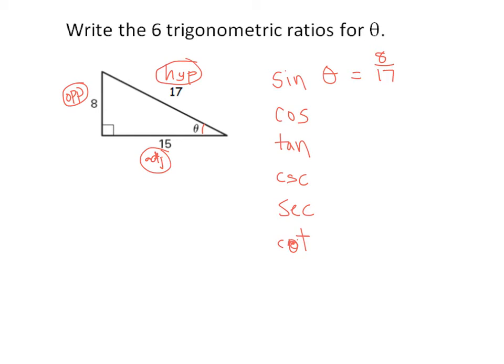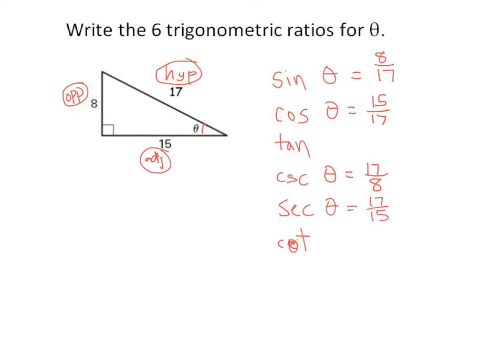Now, if we wanted to jump right down and do the reciprocal trig ratio, the reciprocal of sine is cosecant. So if we wanted to write the cosecant ratio, we could simply take the 17 and the 8 and switch their places for the reciprocal. All right, jumping back up to cosine of theta. Cosine is adjacent over hypotenuse, so the adjacent side is 15, the hypotenuse is 17. Which trig ratio is the reciprocal of cosine? Well, secant. So we know that secant theta is going to be 17 over 15.